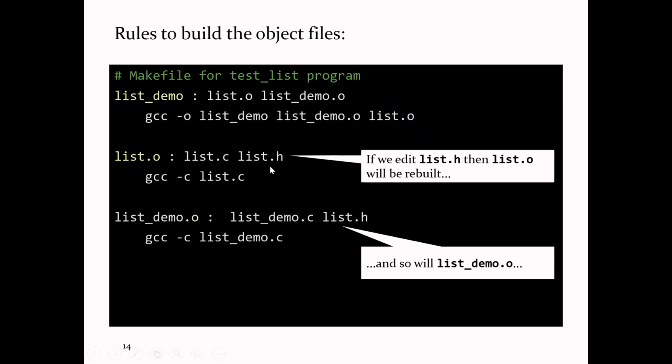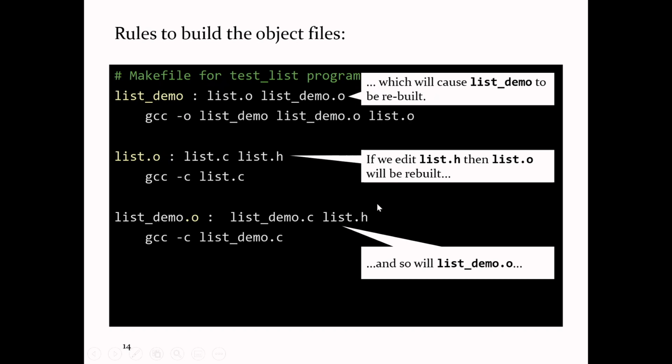So for example, suppose I build the program once, and it may or may not work. I find out that there's an error in list.h, and I go ahead and edit list.h. So if I update list.h so that its timestamp is now newer than the current list.o, then make automatically rebuilds list.o. If you change list.h though, that's also going to affect listdemo.o, so make automatically rebuilds listdemo.o.